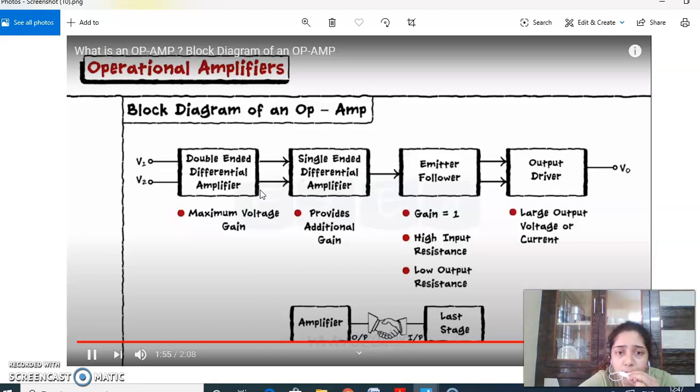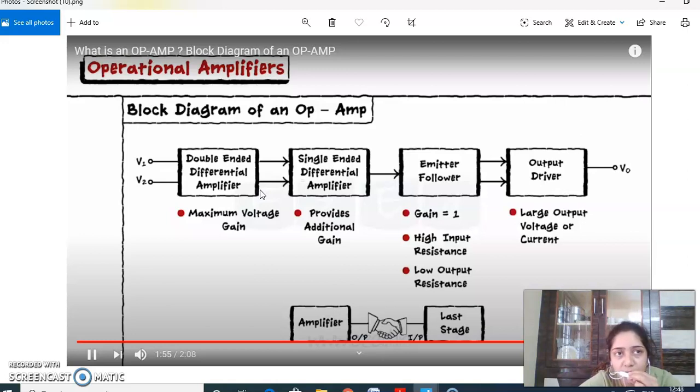Here, the output of the single-ended differential amplifier is directly fed back to the output driver without any changes. The output is equal to the input, and here the emitter follower circuit will have high input resistance. Now this emitter follower configuration is also called the level translator, and it is also called the buffer, because here we are not making any modification to the output which is coming from the single-ended differential amplifier. We are just storing the output.